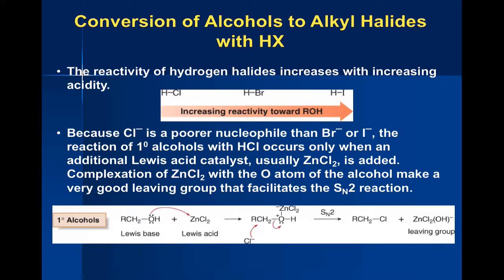We know that the reactivity of the hydrogen halides is as follows: the reaction occurs slower with HCl than with HBr, than it does with HI. So as we go down the family, the rate of reaction is going to increase. Explain that for me. Explain why if I take an alcohol, let's just say a primary alcohol, and react it with HCl, it's going to be slower than if I react it with HBr, than if I react it with HI.